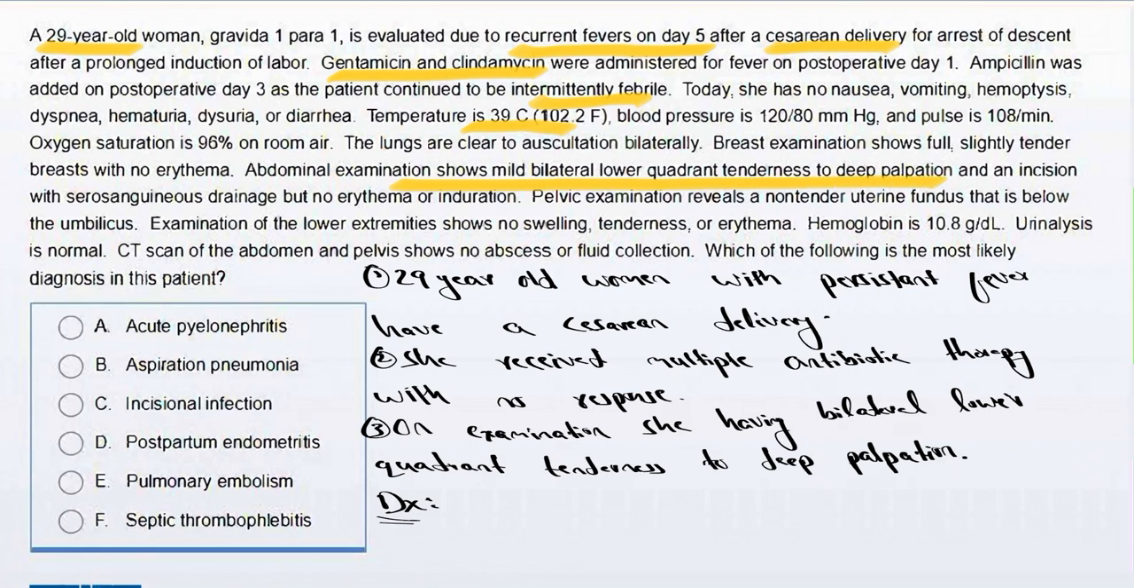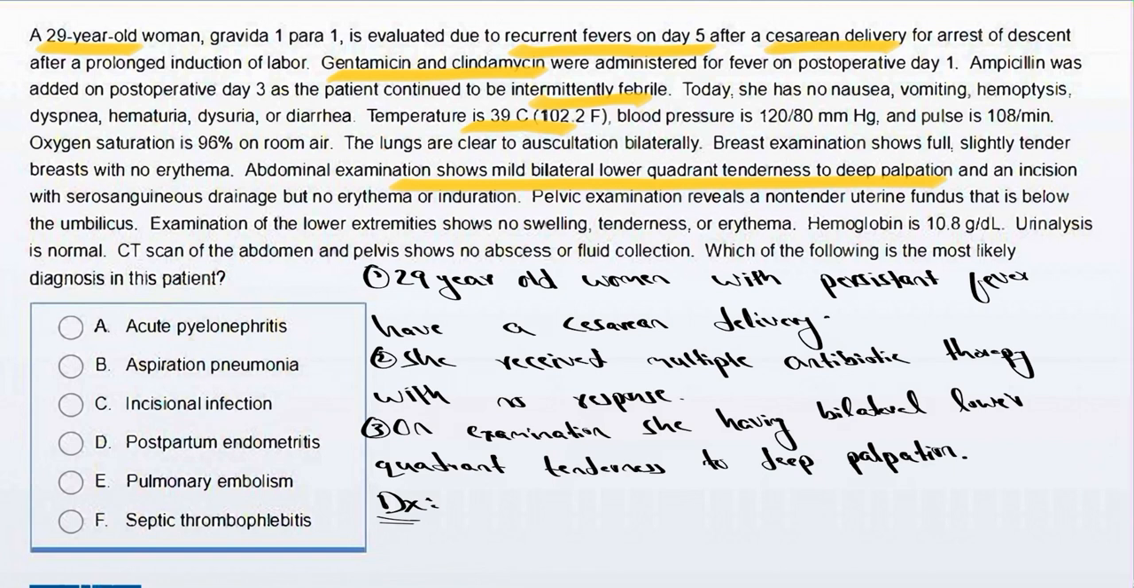The incision has serosanguinous drainage but no erythema or induration. Pelvic examination revealed a non-tender uterine fundus that is below the umbilicus. Examination of the lower extremity showed no swelling, tenderness, or erythema. Hemoglobin is 10.8 grams per deciliter. Urinalysis is normal. CT scan of the abdomen and pelvis shows no abscesses or fluid collection. Which of the following is the most likely diagnosis in this patient? Acute pyelonephritis, aspiration pneumonia, incisional infection, postpartum endometritis, pulmonary embolism, septic thrombophlebitis.